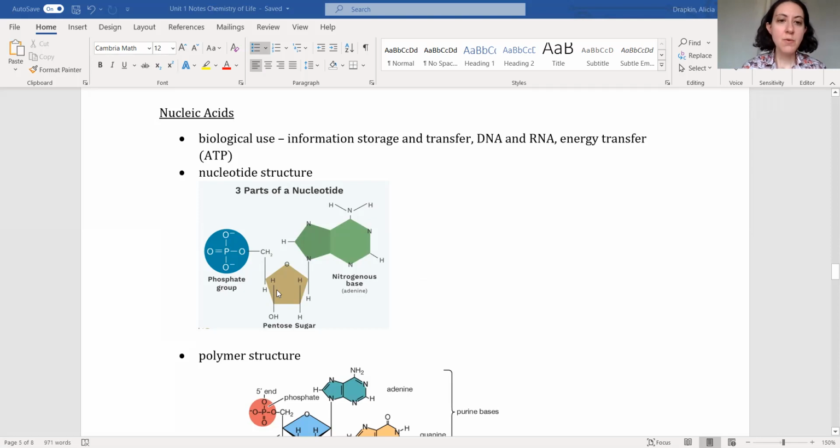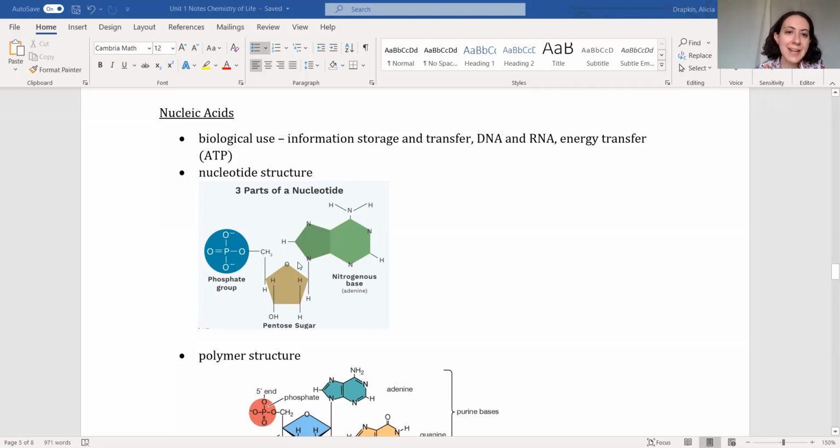It is then linked to a pentose sugar. So this is a carbohydrate. It is a saccharide. Specifically in DNA and RNA, it's either ribose or deoxyribose, which I'll show you the difference in a second.